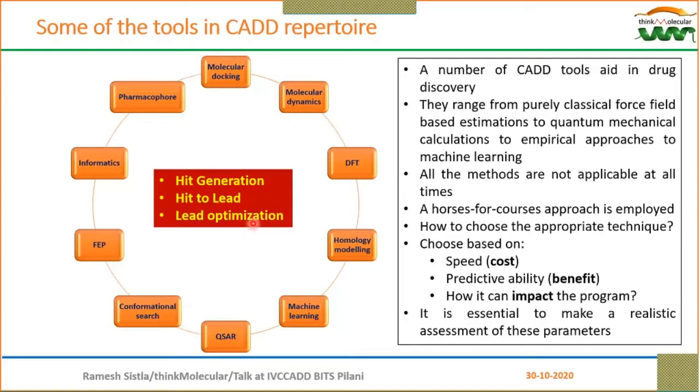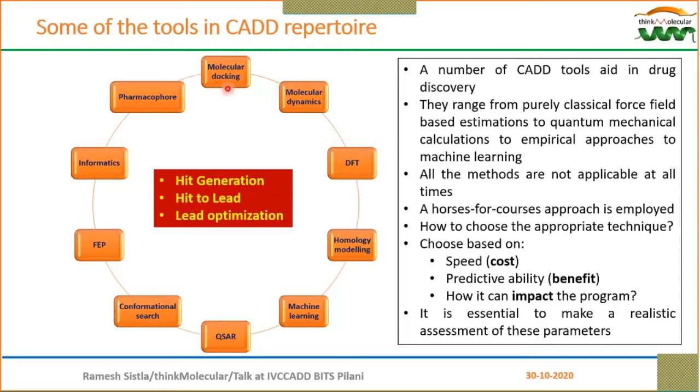In the case of optimization, there is a host of other properties that all the speakers in the morning touched upon, where a compound needs to satisfy a lot of different parameters. That's what actually makes it an optimized lead. So we are helped by a number of CADD tools in each of these stages.